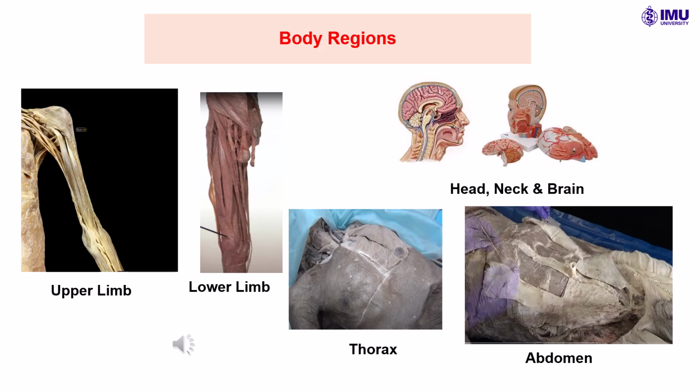Head, neck and brain. As you can see on the right side, the upper pictures show models of the head, neck and brain, sagittal sections of head and neck, along with the brain lying flat. Thorax and abdomen. In the lower part of right side you can see a dissection showing thorax and a dissection showing the anterior wall of abdomen.